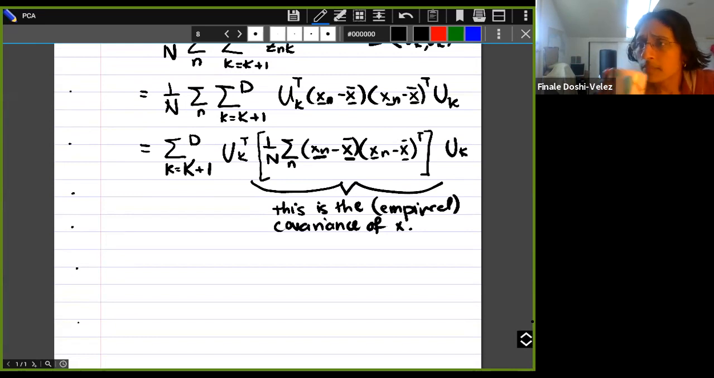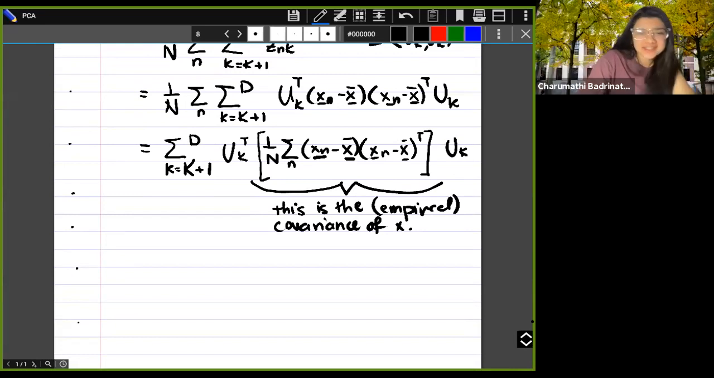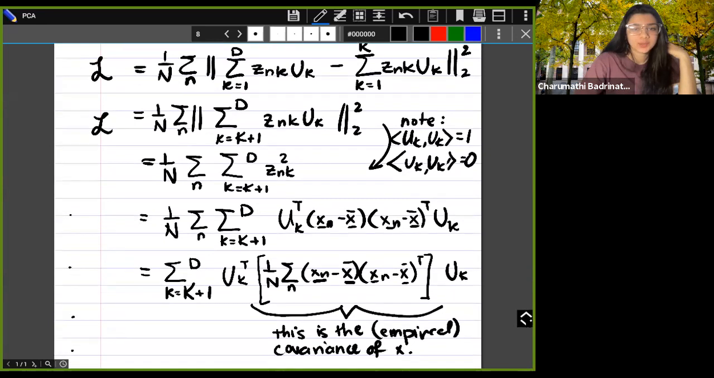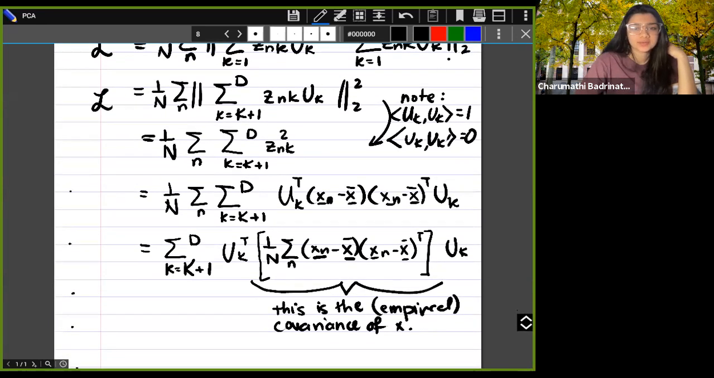Charu? Sorry, but can you just explain again how you got the expression to substitute in for ZNK squared, when you wrote that expression, how you got this expression right here?